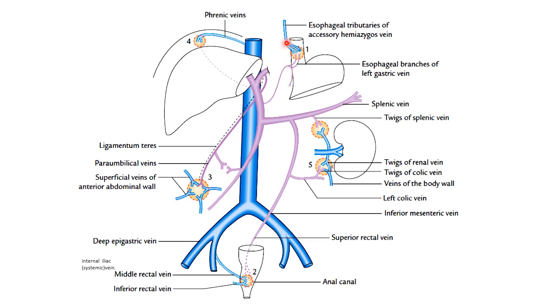Portocaval anastomosis at the lower end of the esophagus. Here the esophageal tributaries of the left gastric vein anastomose with the esophageal tributaries of the accessory hemiazygous vein. In portal obstruction, these collateral channels become distended and tortuous, forming esophageal varices, which may rupture, causing hematemesis, that is, vomiting of blood, and may even lead to death if there is excessive bleeding.